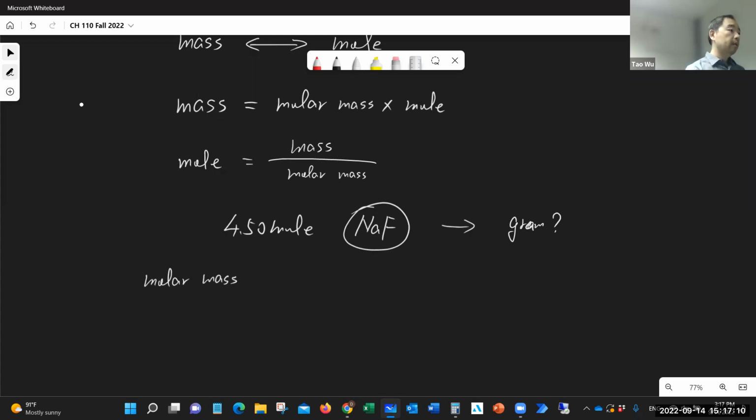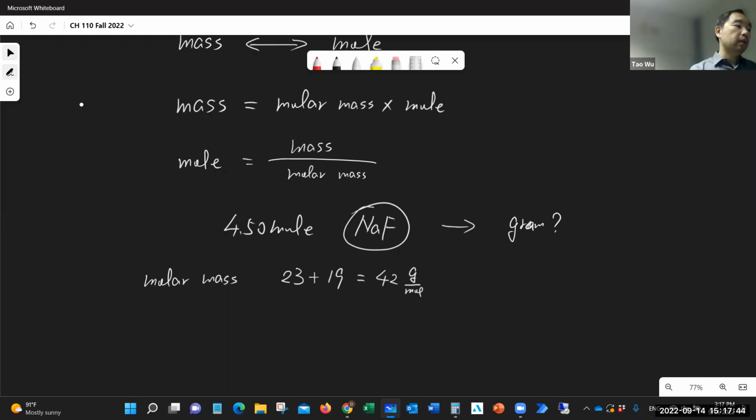The molar mass of sodium fluoride is one sodium plus one fluorine, right? Sodium we know is 23, and fluorine, if you look at the periodic table, is 18.9984, so generally it's 19. So it's 23 plus 19, and we get 42 grams per mole. That's the molar mass.